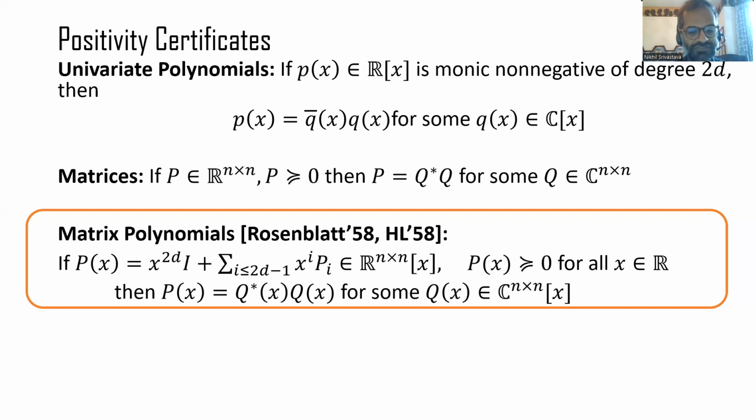Then the conclusion is that you can Cholesky factorize this at the level of polynomials. Namely, there is some complex polynomial q of x, which is an n by n matrix polynomial of degree D, such that you can write P of x as q star x times q of x, where q star x means you take the adjoint of all the coefficients of that matrix polynomial. So this is now a positivity certificate because if you plug in a real x, the right-hand side is actually the Cholesky factorization of P.